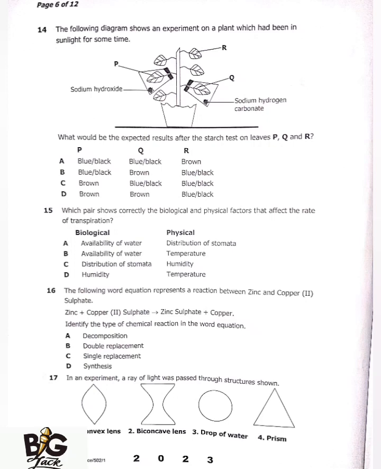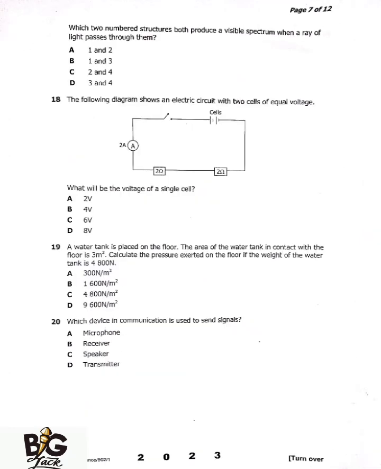Then as for question 17, it says in an experiment, a ray of light was passed through the structures shown. So we have the convex lens, biconcave lens, drop of water, and the prism. The question is saying, which two numbered structures both produce a visible spectrum when a ray of light passes through them? So we have 3 and 4.